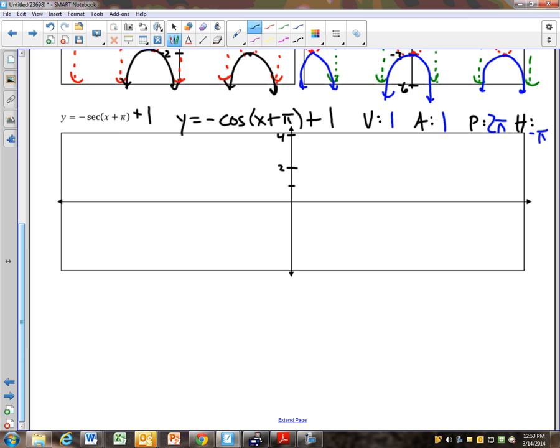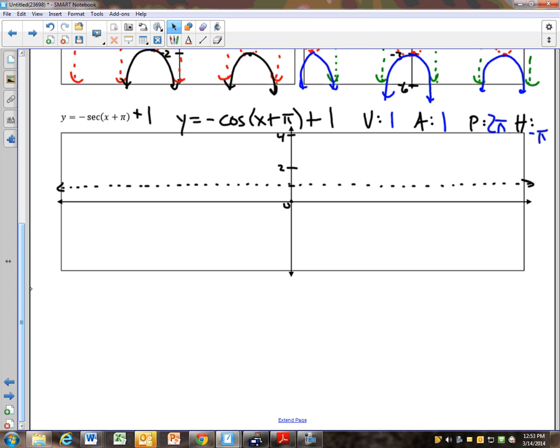So if there's a vertical shift of 1, you guys remember we draw our imaginary line through here. It's kind of its rotational point. Kind of moves along that. So I've got my vertical shift, my amplitude. The biggest value is going to be 2. The smallest value will be 0. Period is 2 pi.